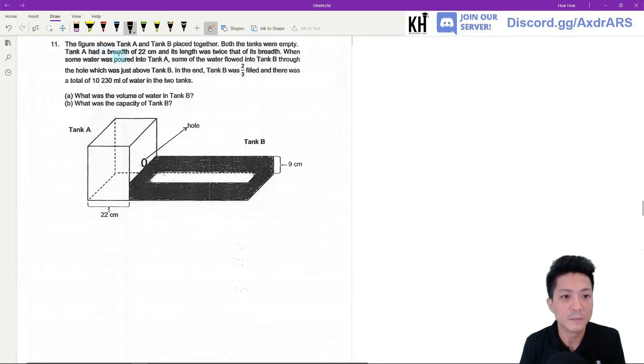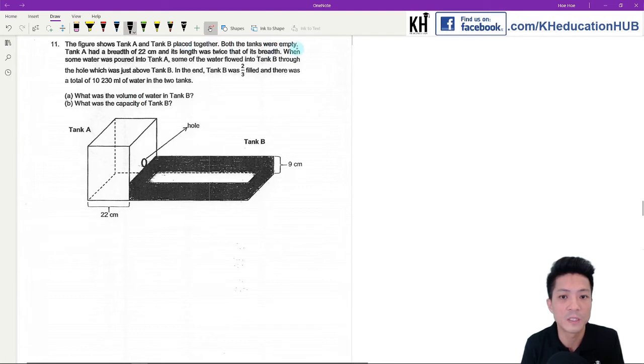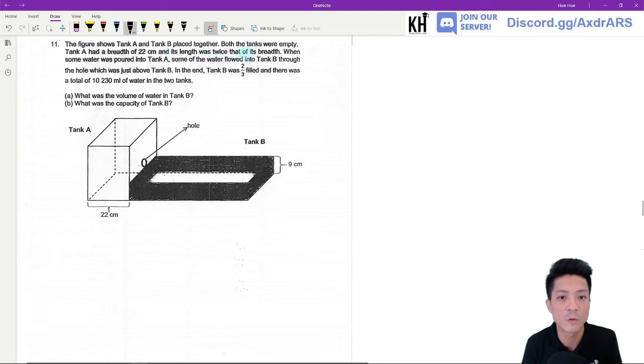Question 11. The figure below shows tank A and B. Tank A and B are placed together. Both the tanks were empty. Tank A had a breadth of 22 cm and its length was twice that of its breadth, which means that the length is basically 44 cm.